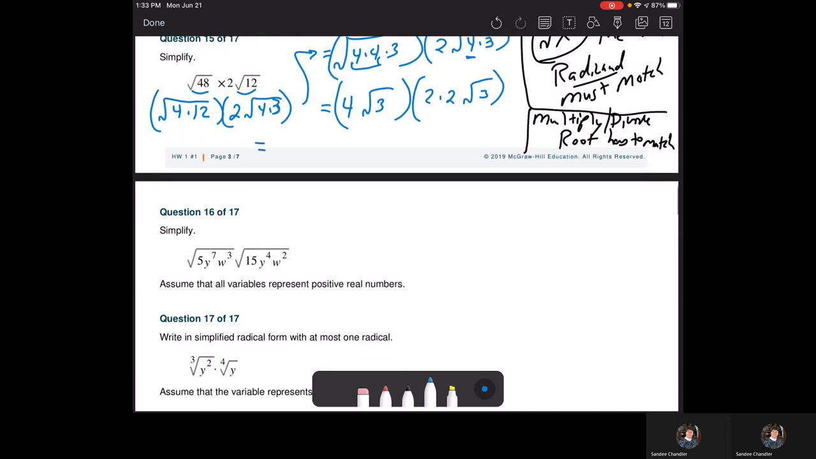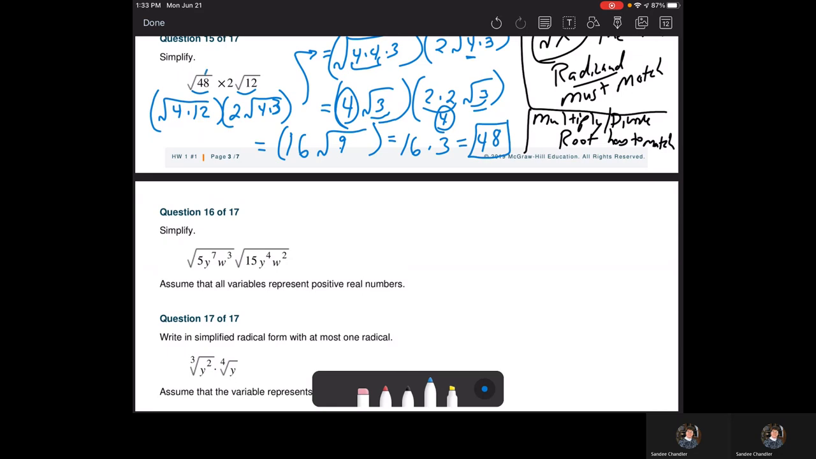And that's going to get you, this is 4, right? So 4 times 4 is 16. And you're going to have the square root of 3 times the square root of 3. Because they're both irrationals, you can multiply them together. Square root of 3 times square root of 3 is square root of 9. So that gives you 16 times 3. The square root of 9 is 3. And that gives you 48 as an answer.